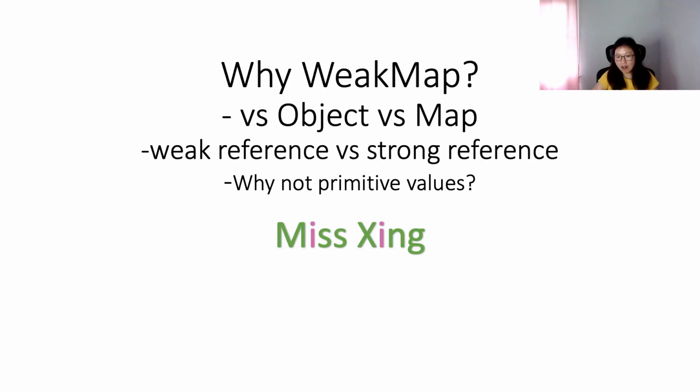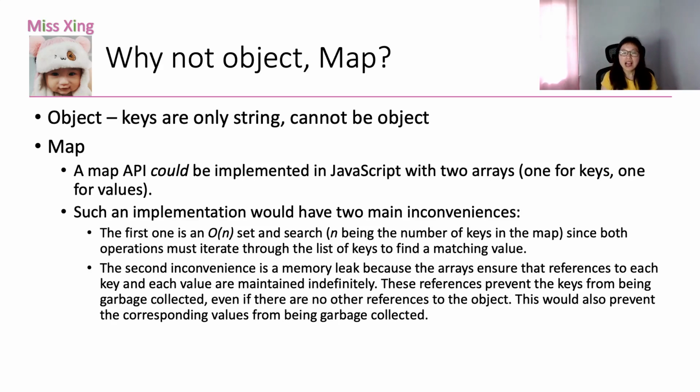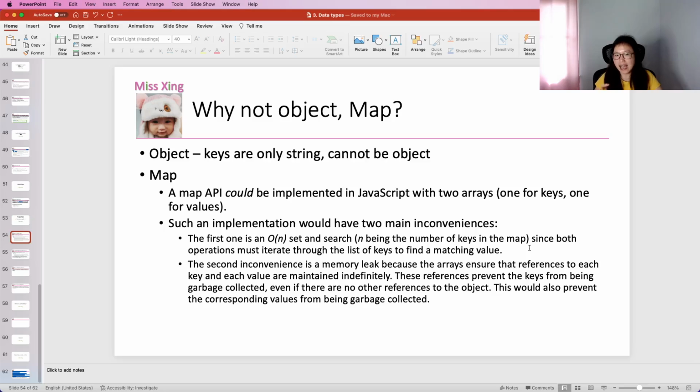Now let's take a look at the first one. WeakMap is also a collection to store key-value pairs, and here we know an object can also store key-value pairs. Why not use an object, right? I explained this in the Map video too: in an object the keys can only be strings, they cannot be objects. This is the same reason as with Map. In case you didn't watch my video about Map, I will explain it here again. Object keys are only strings.